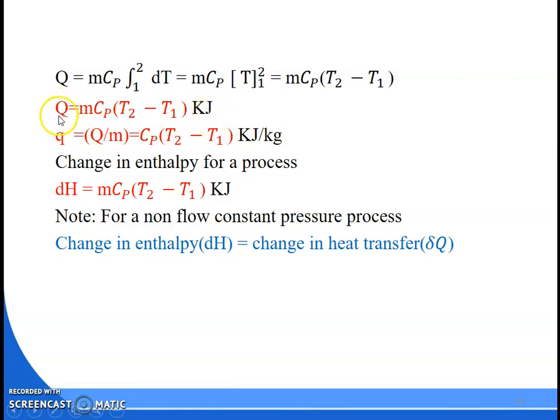So if I write Q by m, this mass will be divided, that is your small q is equal to Cp into (T2 minus T1). Then what is the unit? Unit is kilojoule per kg. Clear? Then what is your change in enthalpy for the process? Change in enthalpy dH is equal to mCp (T2 minus T1), that is in kilojoule. So there is a note: for non-flow constant pressure process, change in enthalpy is equal to heat transfer. What is the enthalpy? mCp dt. What is the heat transfer? mCp dt. So change in enthalpy is equal to heat transfer.